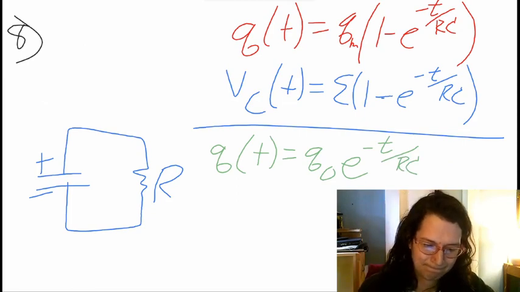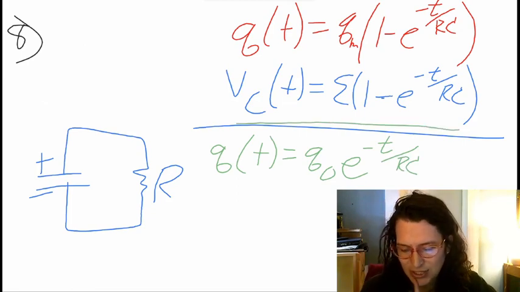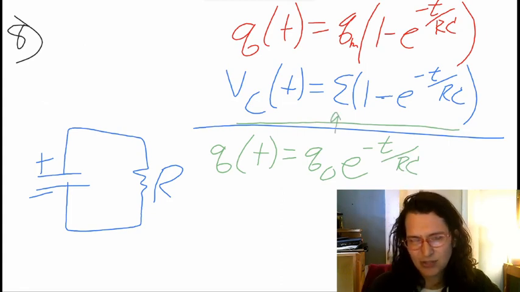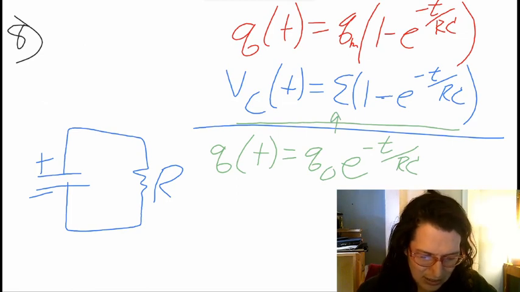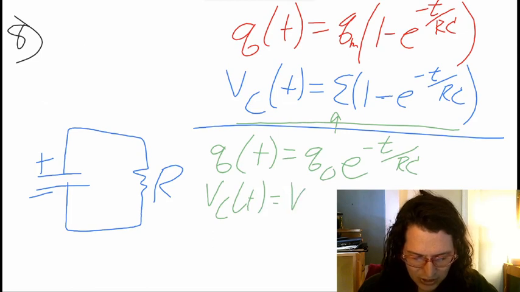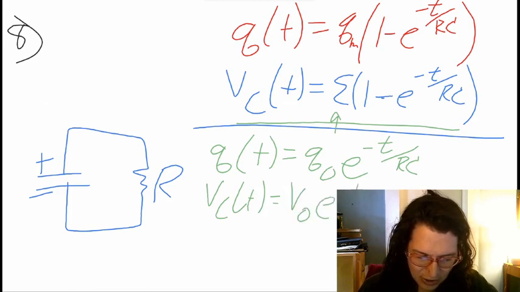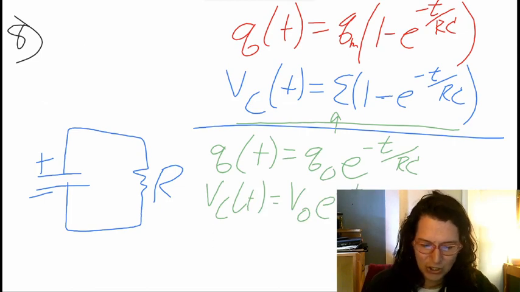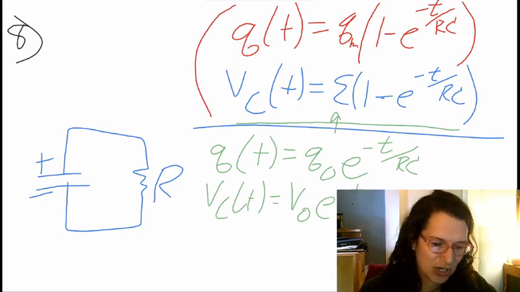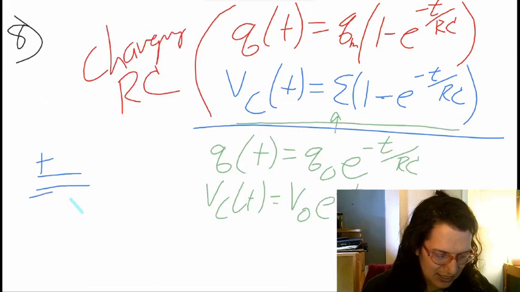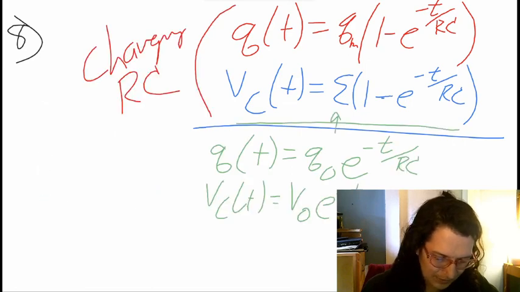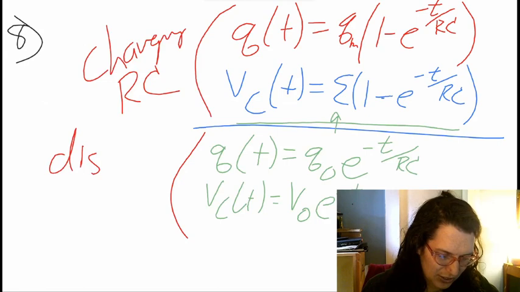I'm not even going to write this voltage because there is no epsilon for this one, but you'd have some initial voltage stored across it. Well, I'll go ahead and write it. The voltage over the capacitor as a function of t would be, say, a voltage initial times e to the minus t over RC. Okay, so in your notes, you want to write that the equations up here are for charging RC circuits, and the equations down here are for discharging RC circuits.